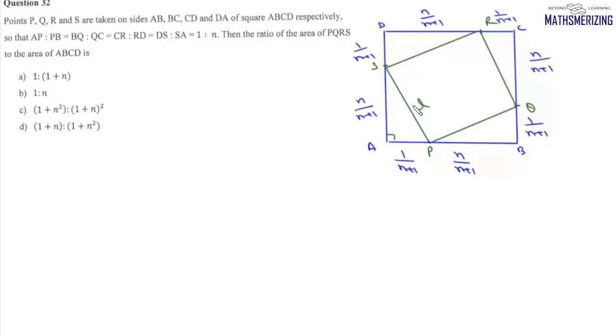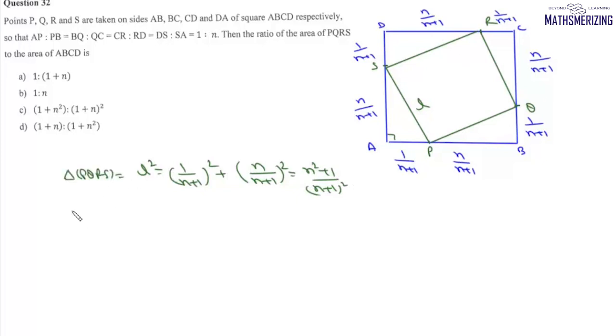So from Pythagoras theorem we can say L square is (1 upon n plus 1) square plus (n upon n plus 1) square. So it will be (n square plus 1) upon (n plus 1) square. So that is the area of this square PQRS. Now the area of ABCD, we have taken this length as 1, so it will be simply 1. So the ratio of the area of PQRS upon ABCD will be (n square plus 1) upon (n plus 1) whole square. And that's your option number C.